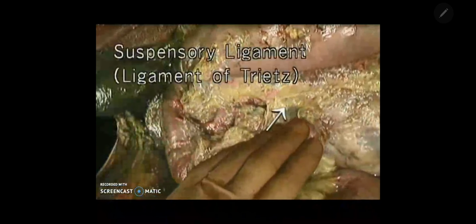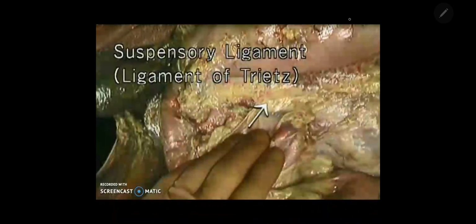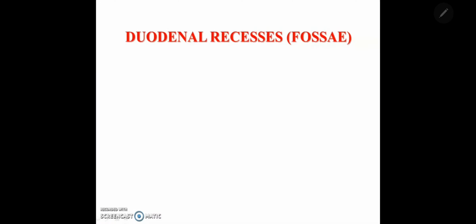And here you can see the suspensory ligament of Treitz, suspending the DJ flexure, attached above to the right crus of diaphragm, below to the posterior surface of the DJ flexure. So it fixes the duodenum.